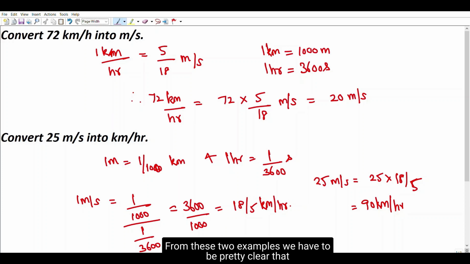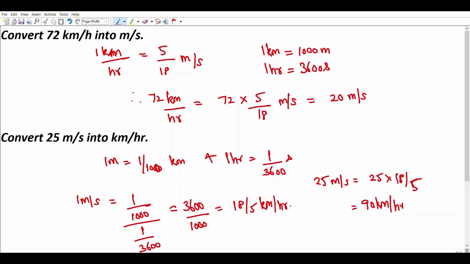From these two examples, we have to be pretty clear that 1 kilometer per hour is equal to 5 by 18 meter per second and 1 meter per second is equal to 18 by 5 kilometer per hour. We can have an analogy to understand this formula simply.